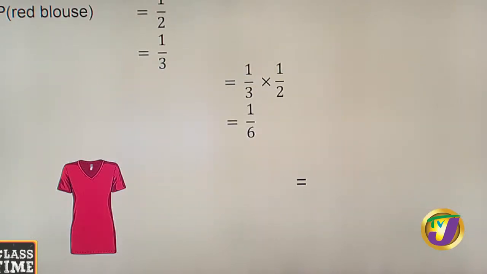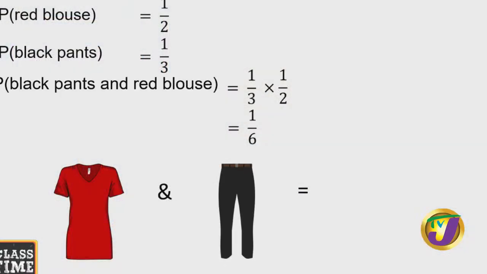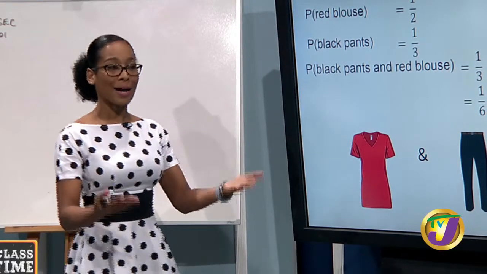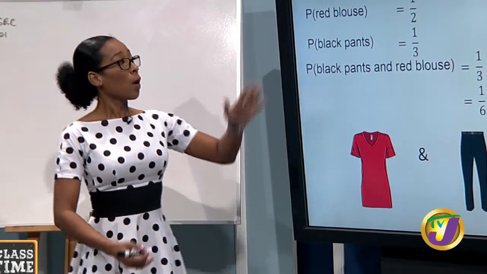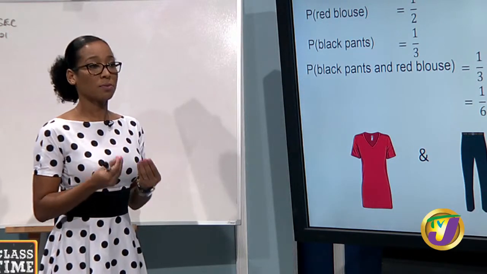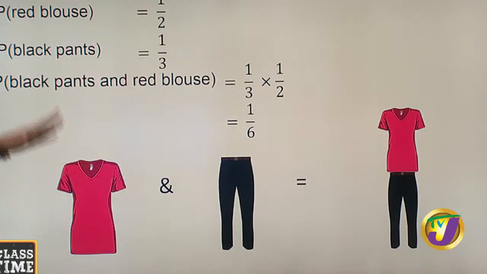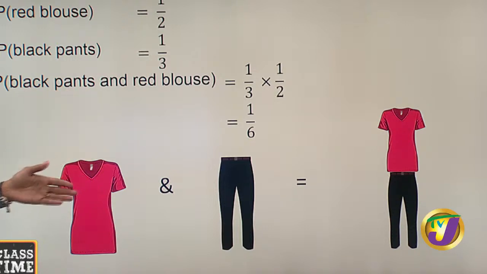Here we were looking at how we arrive at the probability of wearing black pants and a red blouse. If we are not in a situation where we could draw a table, then when we're looking at the probability of 2 independent events taking place, the relationship between these probabilities is multiplication. Here we have 1/3, the probability of wearing black pants, and a half, the probability of wearing a red blouse. When we multiply these 2 probabilities, we arrive at 1/6. Which means the probability of wearing black pants and a red blouse is 1/6.